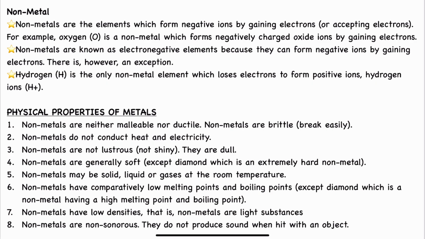Now we'll start with non-metals. Non-metals are elements which form negative ions by gaining or accepting electrons. For example, oxygen is a non-metal and it forms the negatively charged oxide ion, O2 negative, by gaining electrons. Non-metals are known as electronegative elements because they can form negative ions by gaining electrons. There is, however, an exception. As we discussed in metals also, hydrogen is the only non-metal which loses an electron to form the positive ion, that is H plus ion.